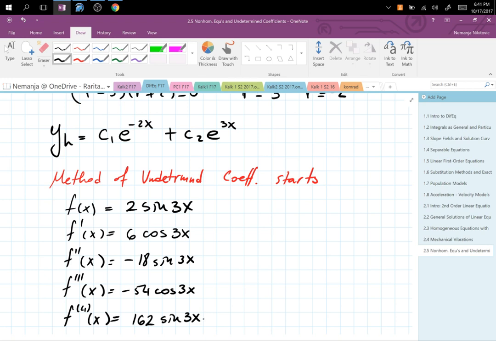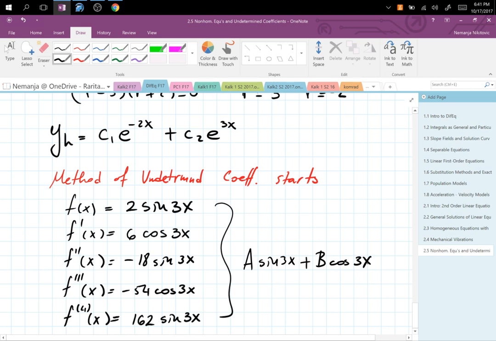So it looks like we always have sine 3x, cosine 3x with whatever coefficients. All of these can be packaged into a sine 3x plus b cosine 3x. You look at the pattern, and the pattern is, it will always oscillate between sine and cosine. 3x always stays the same. So the coefficients in front change.